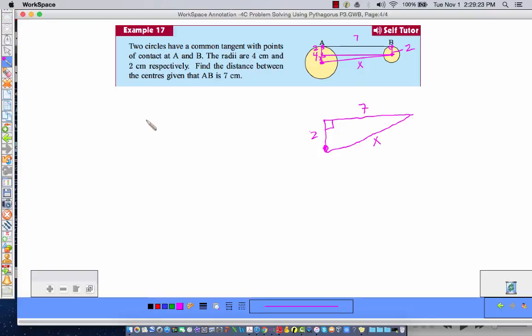So I can say that 2 squared plus 7 squared is equal to x squared. 4 plus 49 is equal to x squared. 53 is equal to x squared. So x equals the square root of 53, which is the distance between the two centers of the circles.